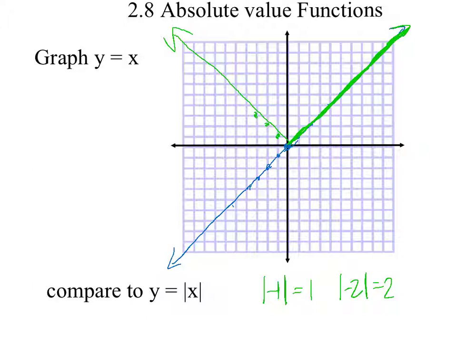So the green graph is the graph of an absolute value. It's like a V. And then this time, if I look at the slope here, it's down 1 to the right 1, so my slope is negative 1 here, but a positive 1 here.